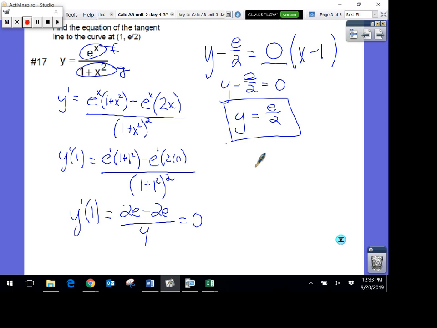So there is your equation of the tangent line. If it said, find the derivative, here was our derivative. Okay? If it said, what is the slope of the tangent line, here's the slope of the tangent line. Write an equation of the tangent line, we go another step. So be sure you do what it says. Always do what it says.